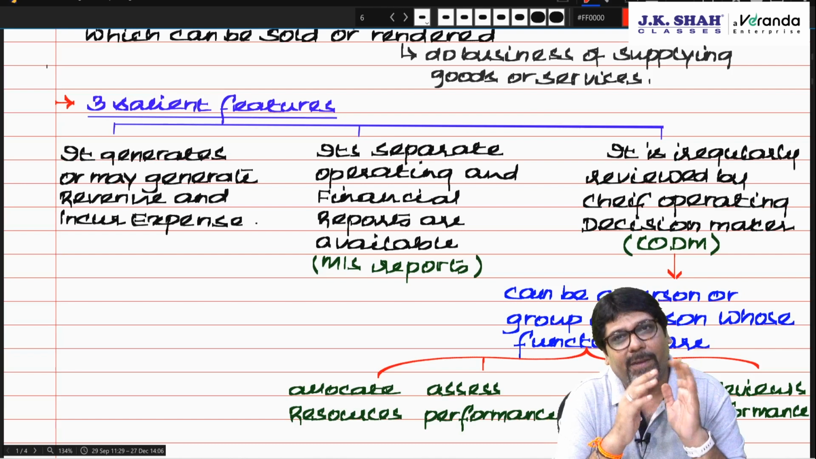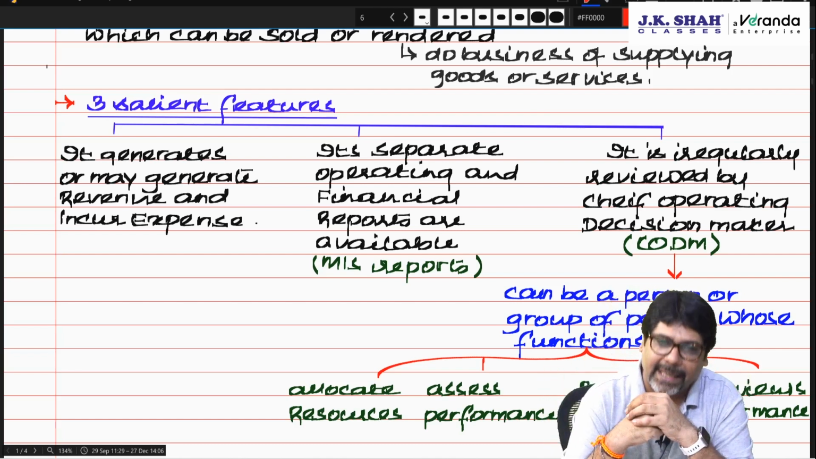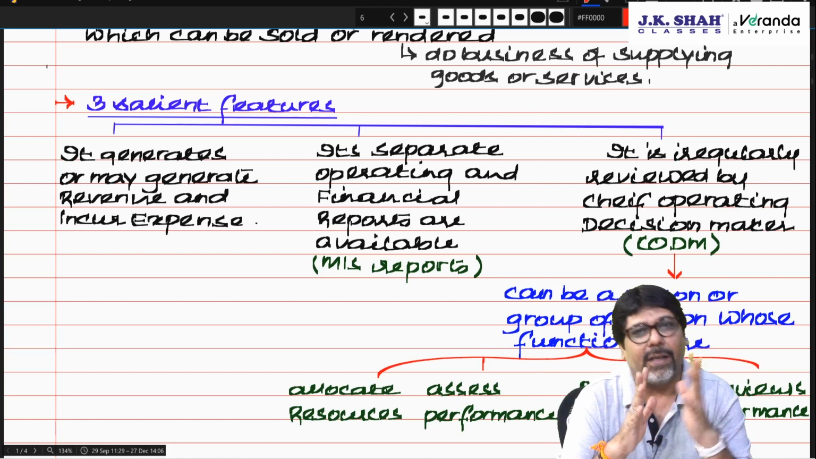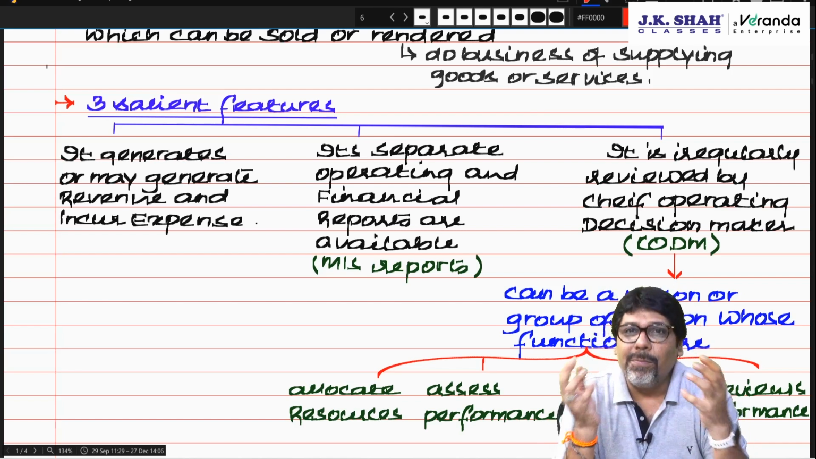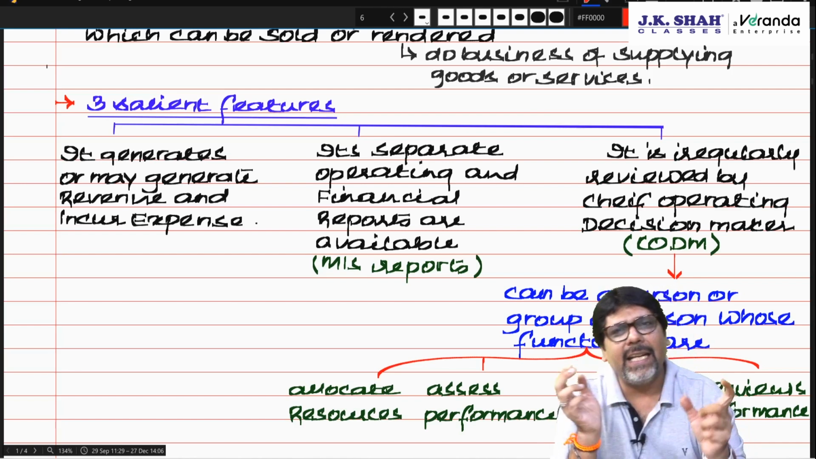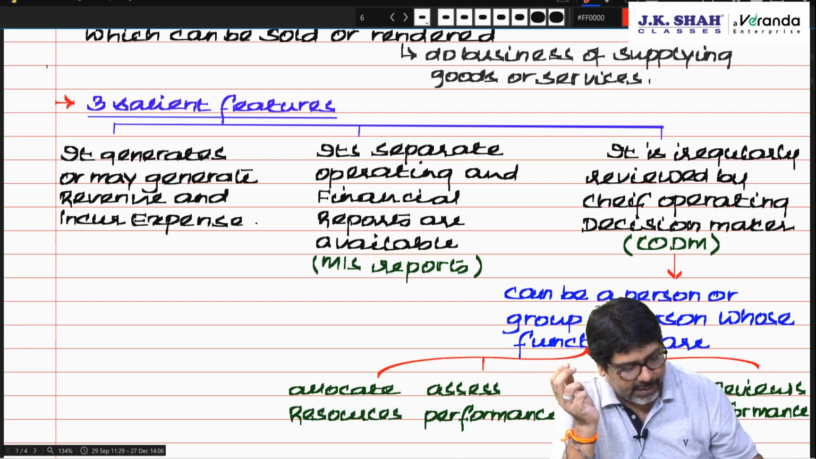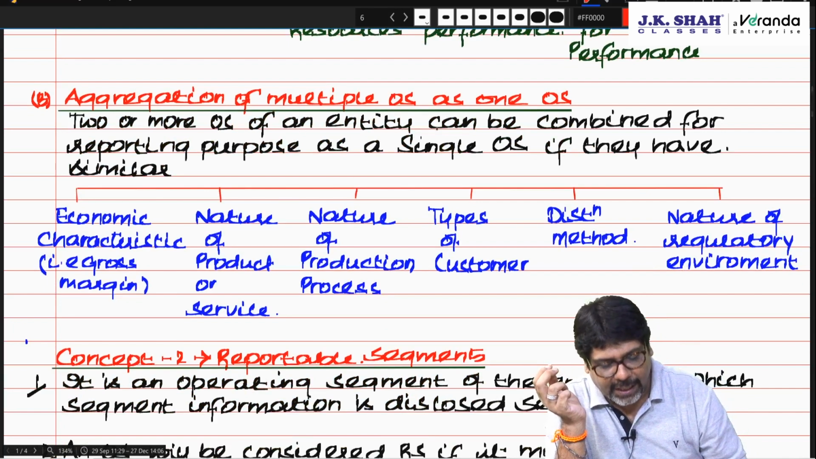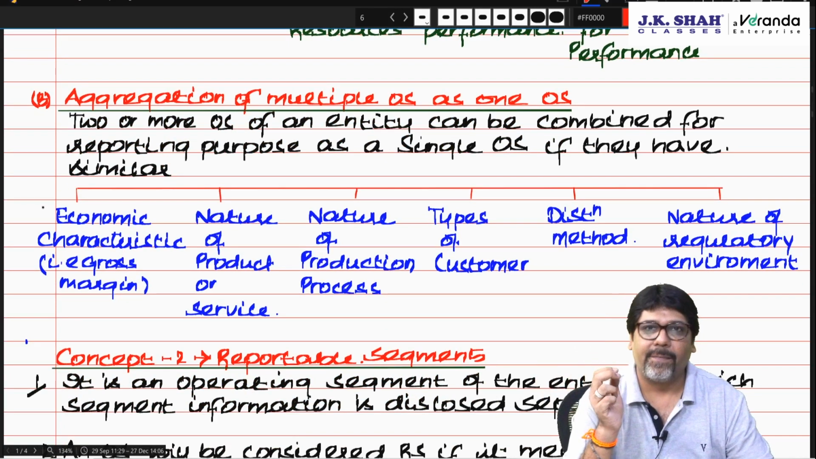Now liquid soaps for bathing and shampoo are very similar. So they wanted to merge these two operating segments and make it one operating segment. Am I clear? Call it bathing necessities or toiletry necessities, whatever. Can they do that? To merge two operating segments and create one operating segment, they have to keep a few things in mind. Two or more operating segments of an entity can be combined for reporting purposes as a single operating segment if they have similar gross profit margin.